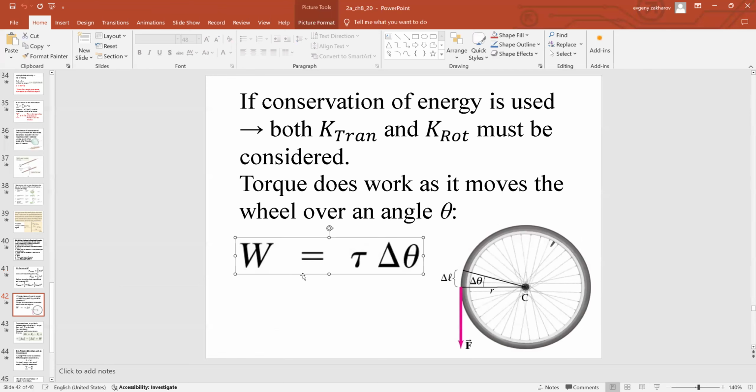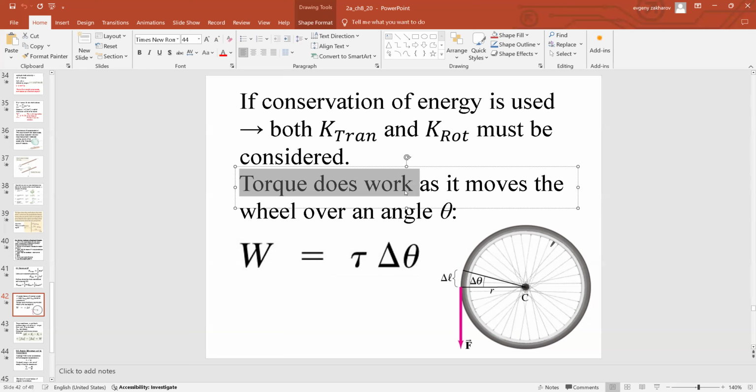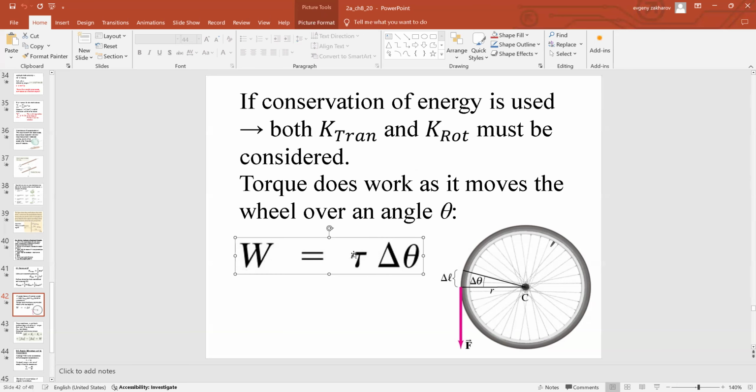Remember the work done? Work done was force dot displacement. So force, displacement, and the cosine of the angle between the two. Guess what? Same thing for calculating work done by a torque. Instead of force, it's now torque. And instead of linear displacement, it is now angular displacement. So torque does work, and for a certain change in angular position, the work done is the torque times the change in angular position.